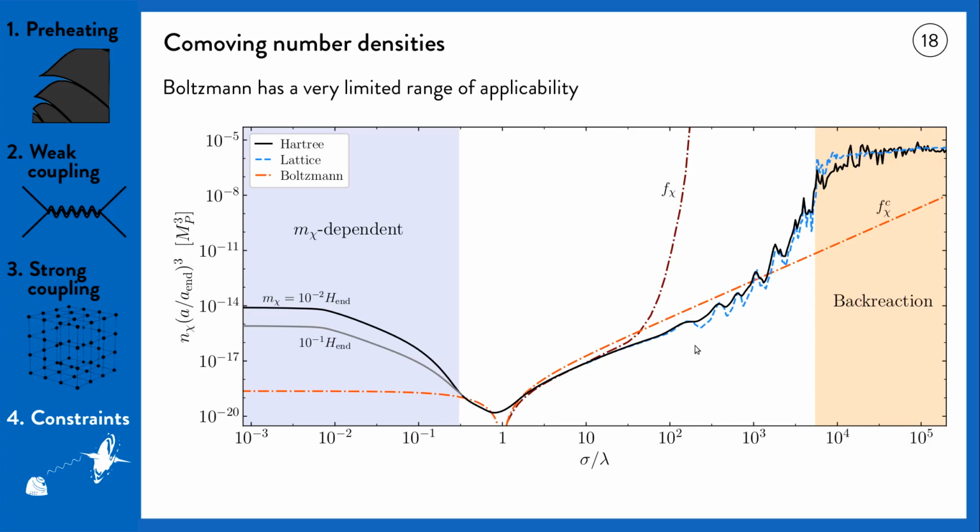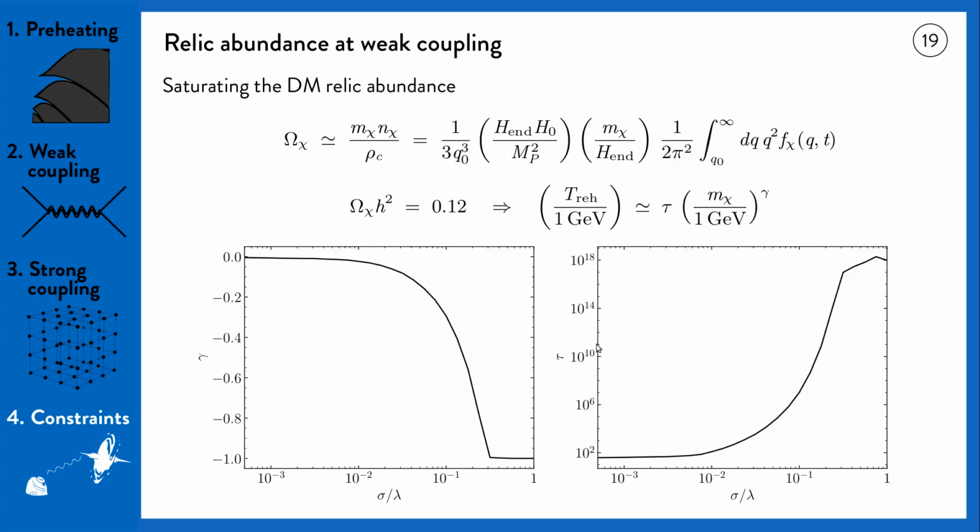As the coupling is increased, the production of dark matter becomes more efficient, and in this regime the effect of crossing through resonance bands can be appreciated. Finally, in the back reaction region, the comoving number density is saturated. It is worth emphasizing here that only in a very small region around sigma over lambda equals 10 is the Boltzmann approximation accurate. With the number density at hand, one can compute and saturate the dark matter relic abundance.